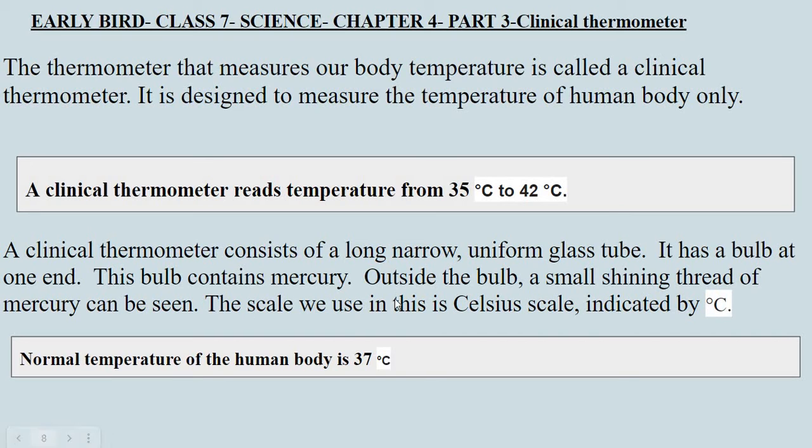If you slightly turn this clinical thermometer, you can see a small narrow line. The scale we use in this is the Celsius scale. It is indicated by degrees Celsius. And there is one more measure to express temperature, that is Fahrenheit. Usually in a digital thermometer, temperature is expressed in Fahrenheit.